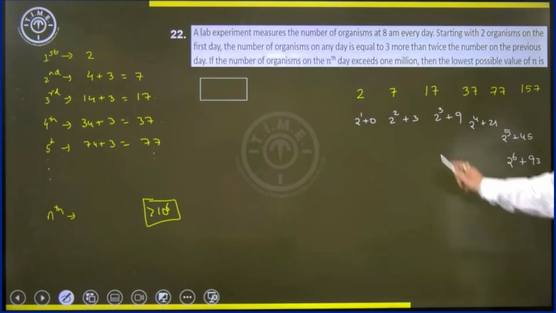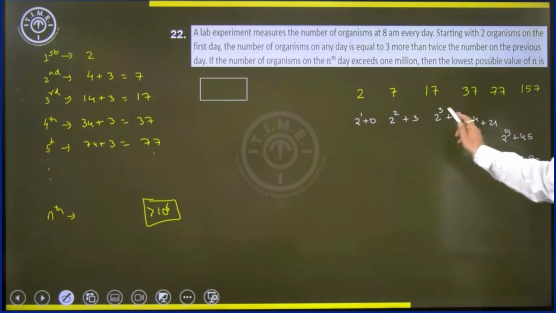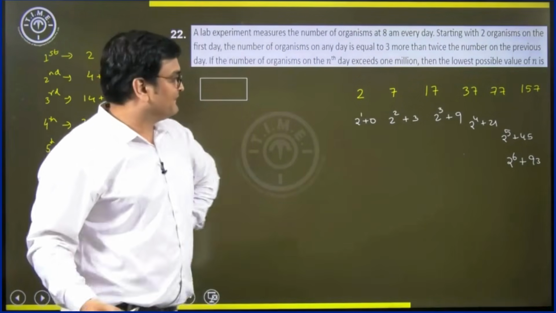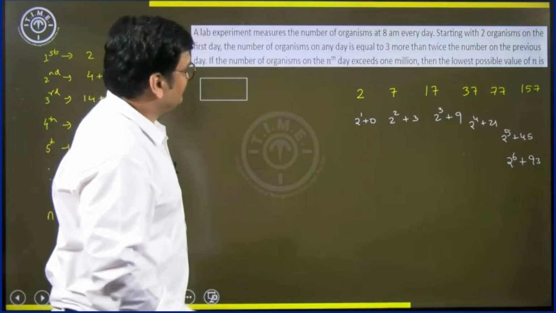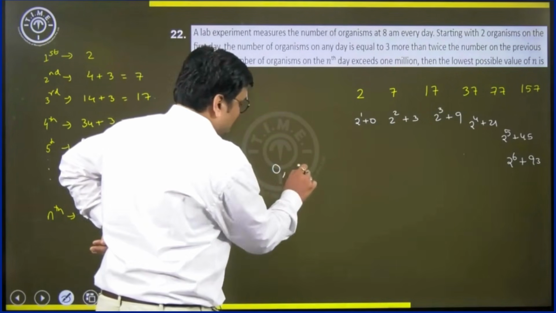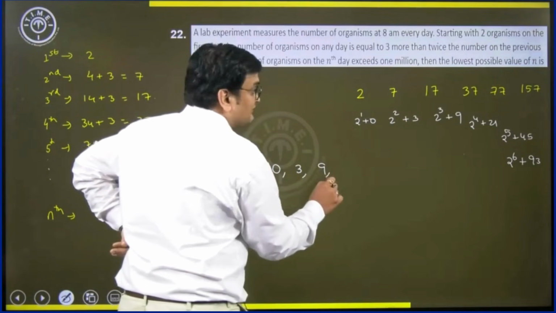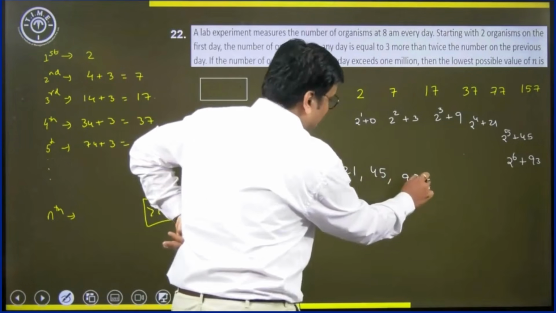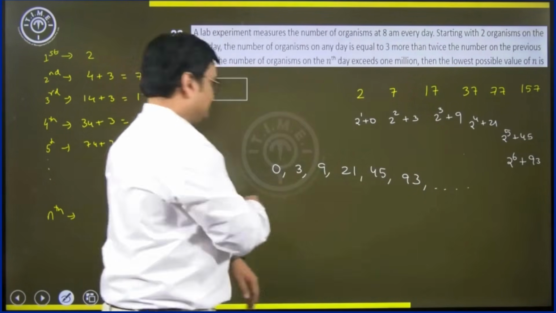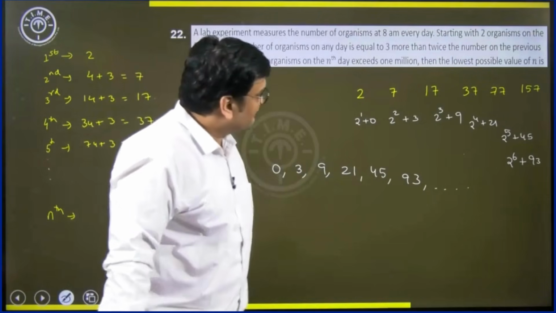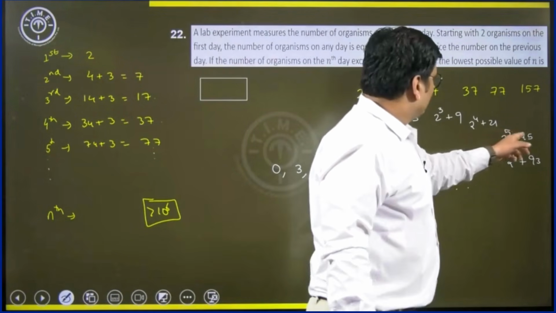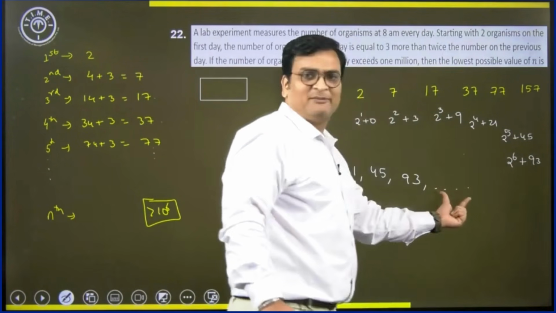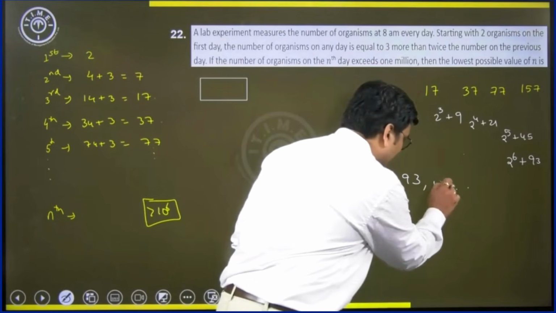Now look at these numbers: 0, 3, 9, 21, 45, 93. Do we see a pattern there? So it's like 0, 3, 9, 21, 45, 93, and so on. And next I am guessing would be 24, 48, 96, 189 probably. Next will be 189.